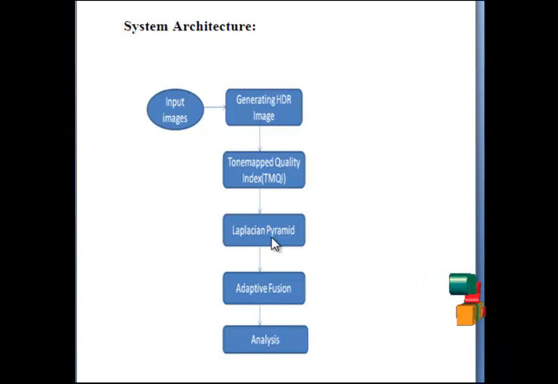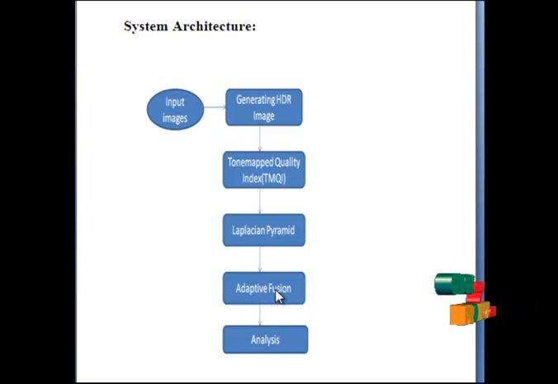It is a technique used in image processing, especially in texture synthesis. The technique involves creating a series of images which are weighted down using a Laplacian transform and scaled down. When this technique is used multiple times, it creates a stack of successive smaller images with each pixel containing a local average. The generated tone mapped quality index and the Laplacian pyramid are passed to the adaptive fusion.